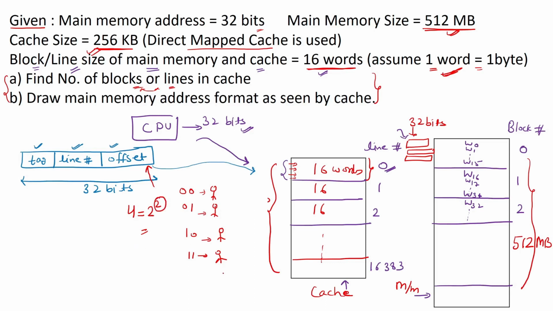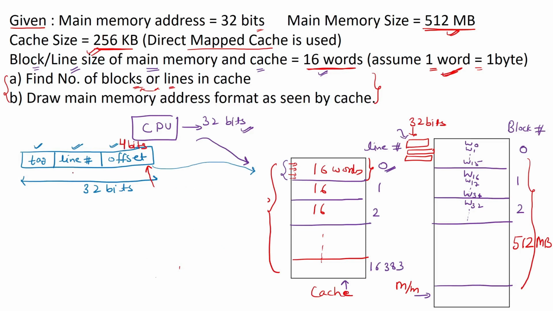The same way, if we have 8 people, how many bits will we need? The first person will be given the address 000 and the last 111, so you can see that we need 3 bits. For 8 we can write 2 to the power 3, so 3 bits are needed. On the same analogy, for 16 words or 16 bytes, we need 2 to the power 4, that is 4 bits, to recognize 16 words inside your particular cache line. So this offset will be 4 bits.